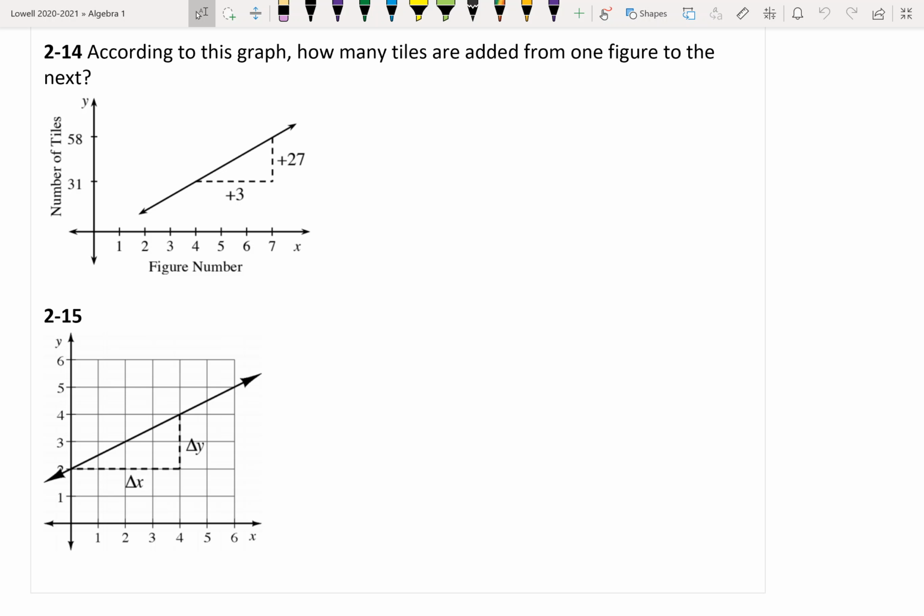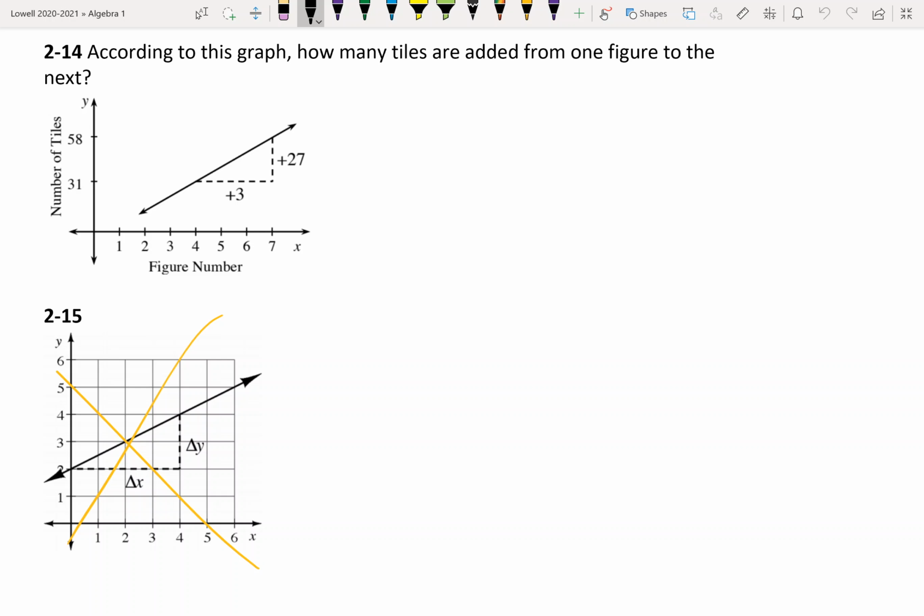Welcome back. So, continuing our investigation into steepness of a line and how we can put a number to it or quantify it, we're going to take a look at this graph right here, number 2-14, and this is going to lead into this one, 2-15 here. So, kind of ignore 2-15 for now. Alrighty. Now, according to this graph, how many tiles are added from one figure to the next?